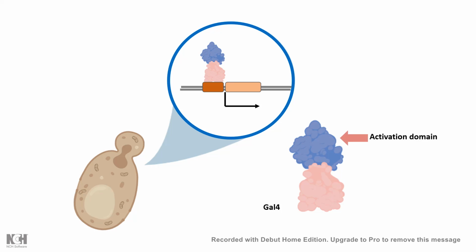Now Gal4 has two domains, the activation domain and the DNA binding domain. So the DNA binding domain is important for binding to the DNA, whereas the activation domain interacts with the polymerase and thereby initiates the transcription of the GAL gene. However, if the GAL gene is not transcribed, there would be a metabolic defect in these yeast.